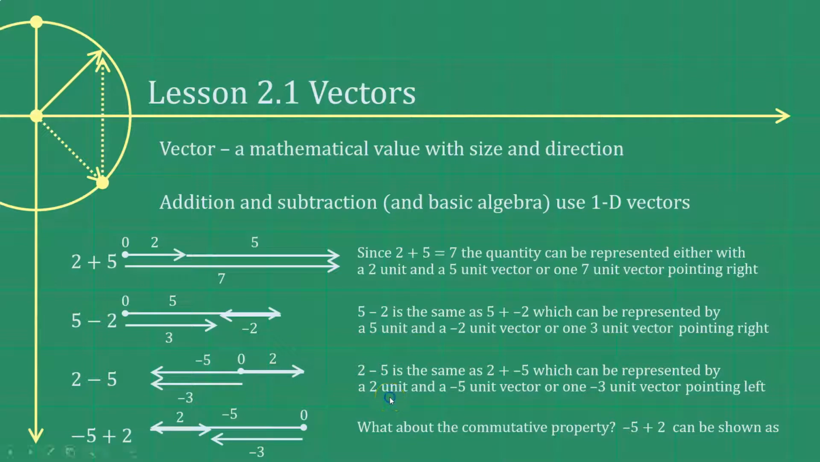Okay, so again, I can show this as a negative 5-unit vector pointing to the left and a 2-unit vector pointing to the right, or a single vector pointing to the left, a negative 3-unit vector. An important pattern from this slide, it's important for you to keep in mind that when you state an equivalence, you can represent the value by either the statement on the left of the equal sign or the statement on the right of the equal sign.